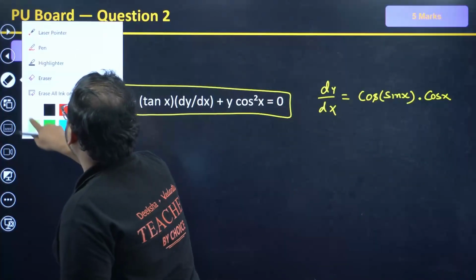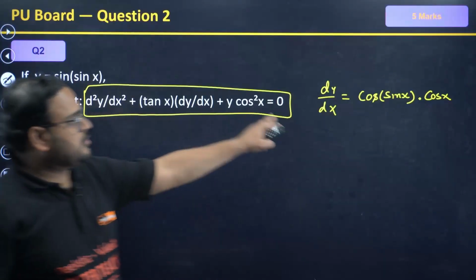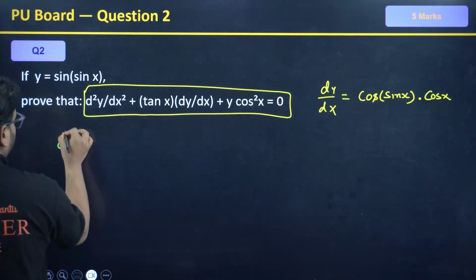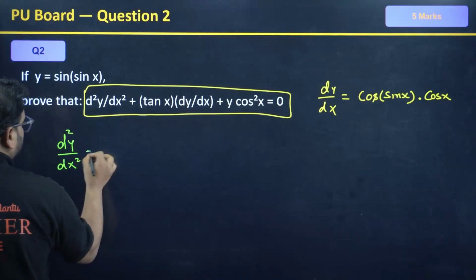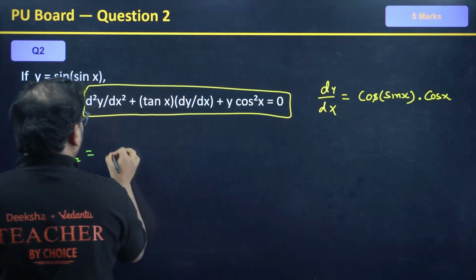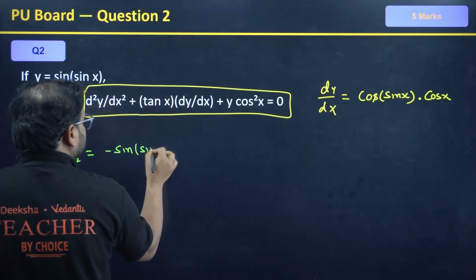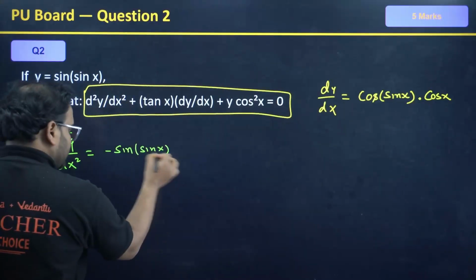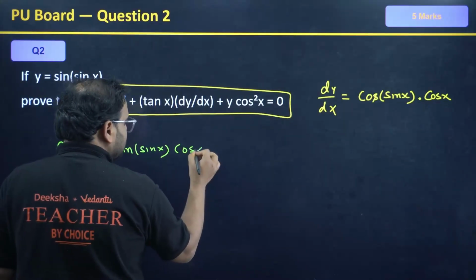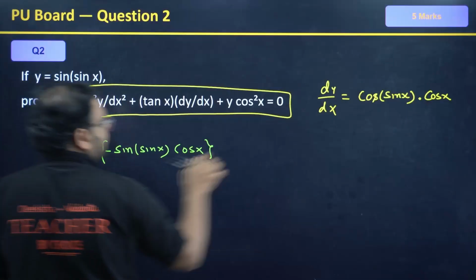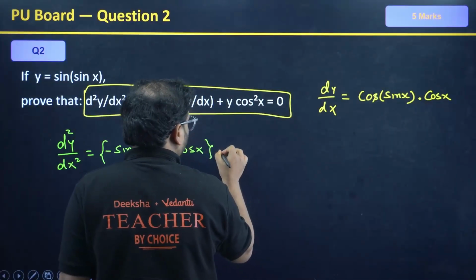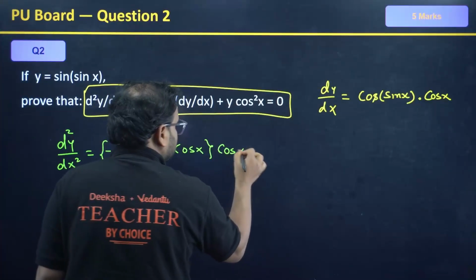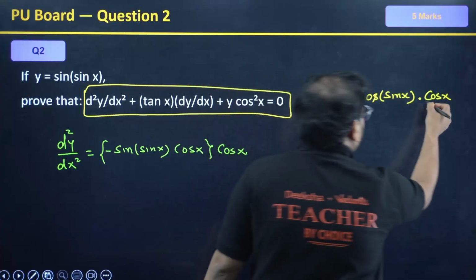Let's start now with the second derivative. You have to apply the product rule as well as the chain rule together. Let's try. We're going to find d square y upon dx square. Differentiating cos of sin x, we have minus sine of sin x. I'm differentiating this part. Now differentiation of sin x will be what? Again cos x. This is just one part, and the other cos x is as it is.